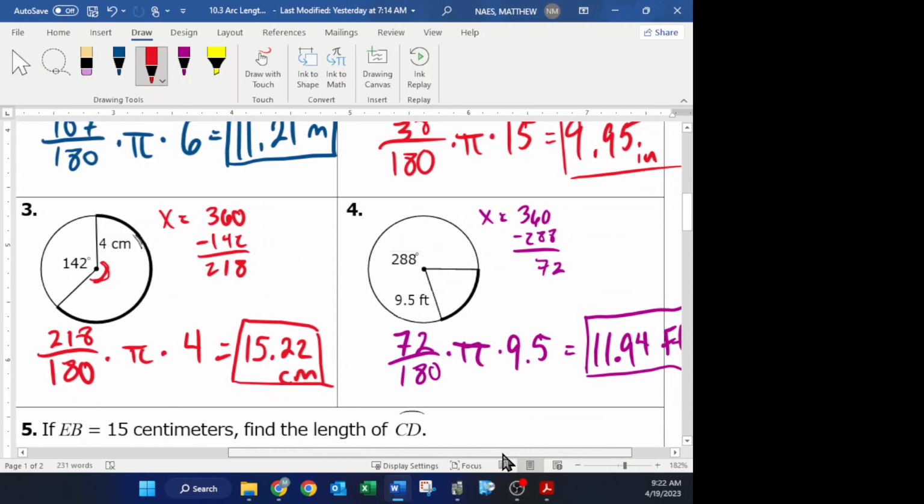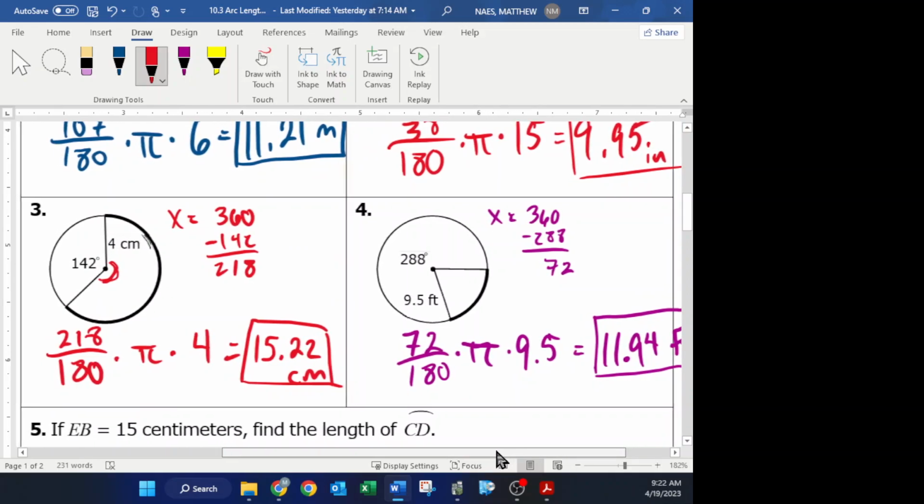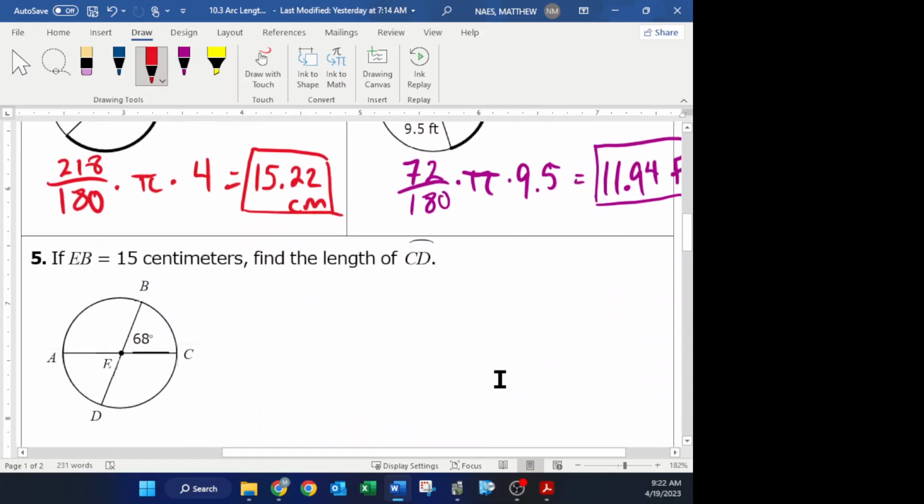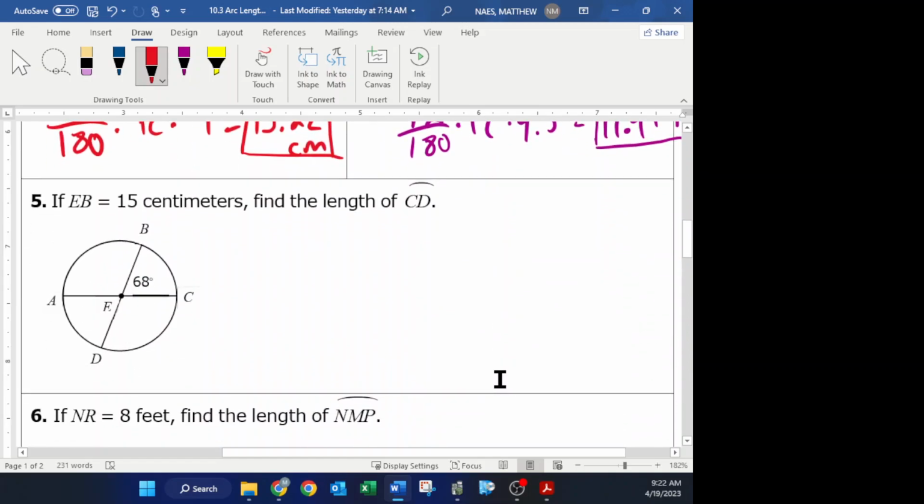Any questions 1 through 4? All right, so that's pretty much straightforward. Just find the arc length. So for 5, 6, 7, 8, 9, and 10, we are going to be using some information we went over yesterday in finding the central angle or finding the arc length or arc measure in degrees so we can find x.